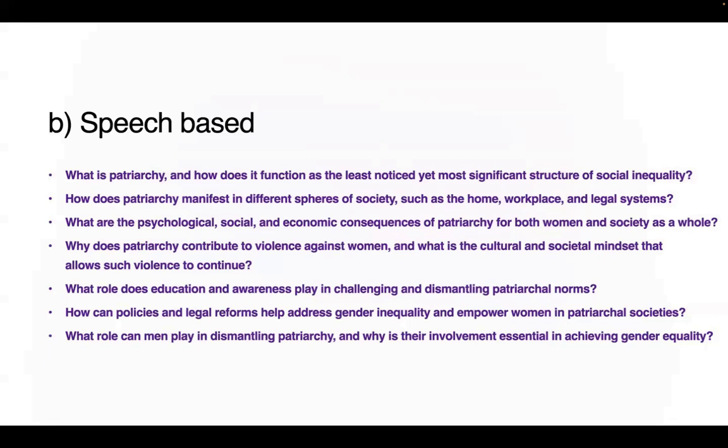The fourth question in the speech will be, why does patriarchy contribute to violence against women? And what is the cultural and societal mindset that allows such violence to continue? The fifth question is, what role can education and awareness play in challenging and dismantling patriarchal norms? The next question will be, how can policies and legal reforms help address gender inequality and empower women in patriarchal societies? And the last question will be, what role can men play in dismantling patriarchy? And why is their involvement essential in achieving gender equality? Why do men need to come forward?